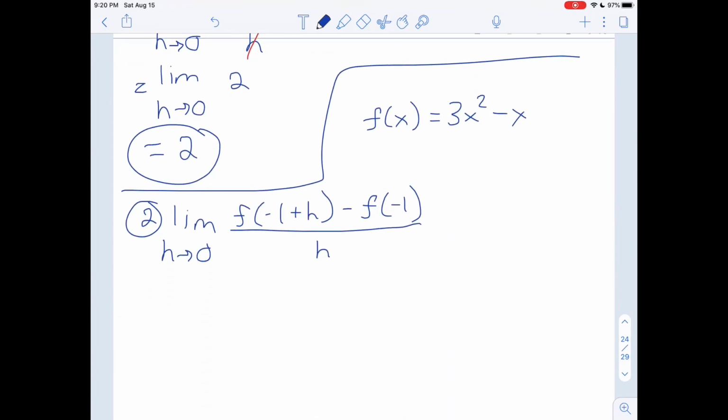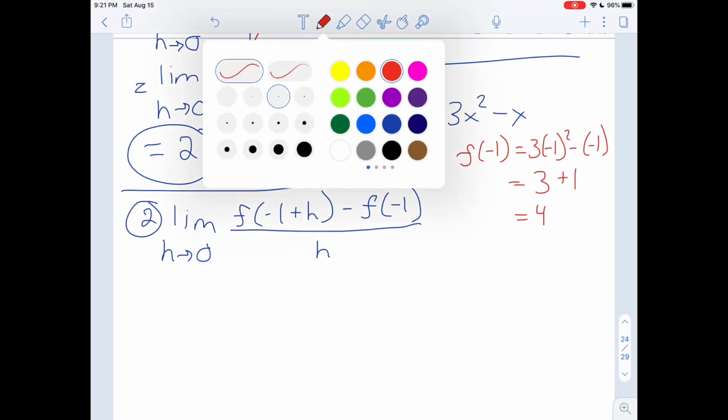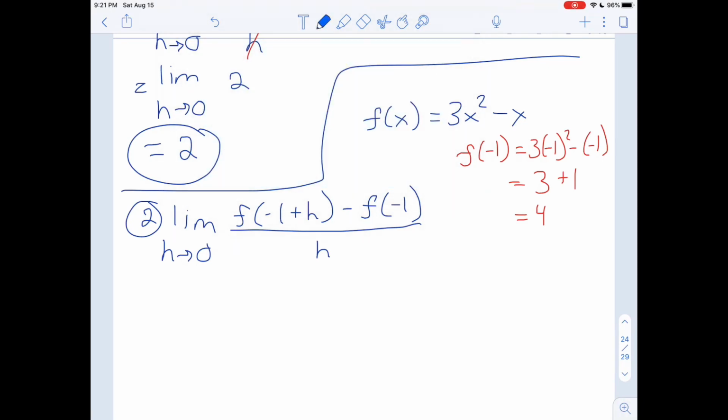Okay, so I know that I'm going to need to find f of negative 1. So that's going to be 3 times negative 1 squared minus negative 1. So that's going to end up being positive 3 plus 1, so that's 4. So I know that when I have this f of negative 1 here, I'll be able to put in 4. But I also have to do the f of negative 1 plus h. And that's the one that I have to think a little bit more carefully about.